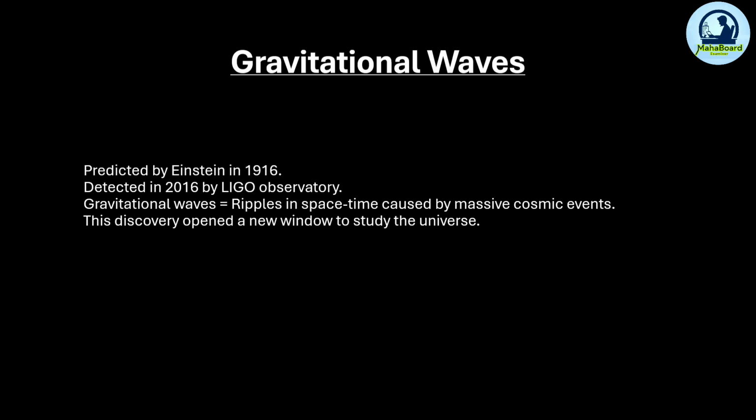These waves move at the speed of light, but they are extremely weak. Even the strongest gravitational wave changes distance by less than the width of a proton. That's why detecting them is very difficult.